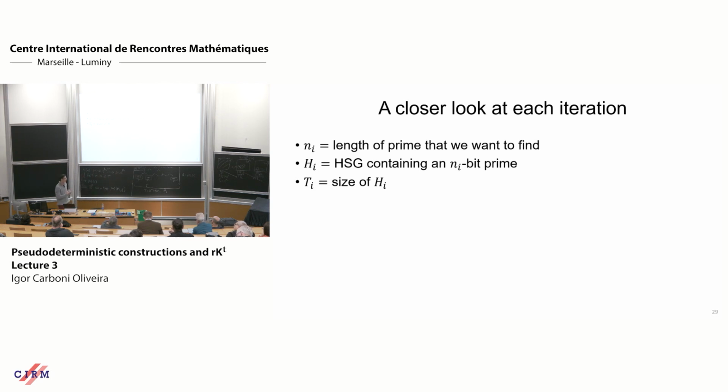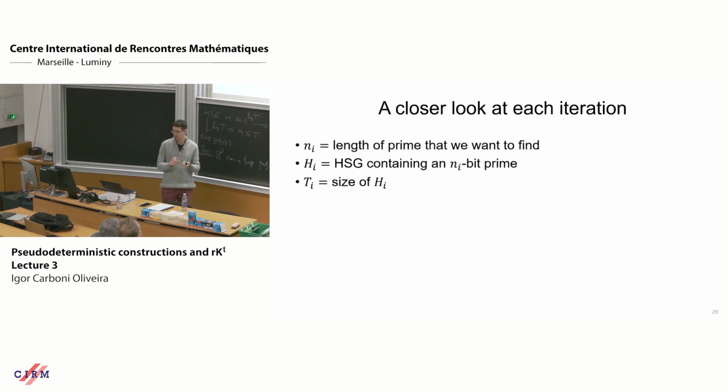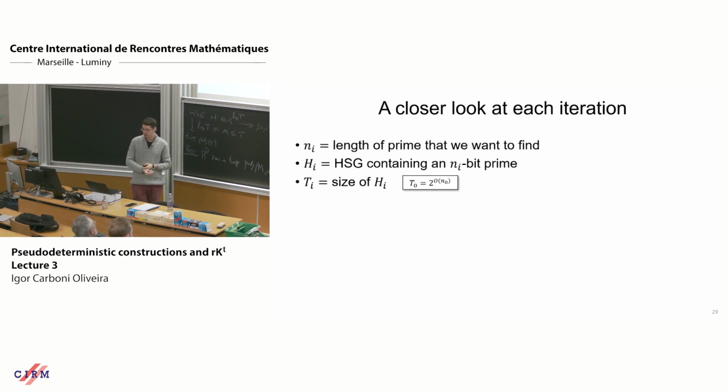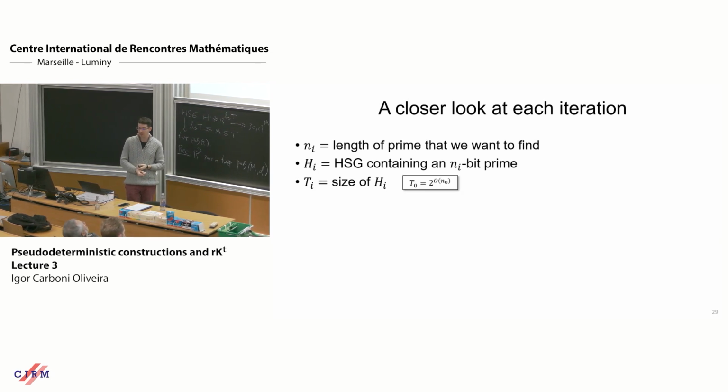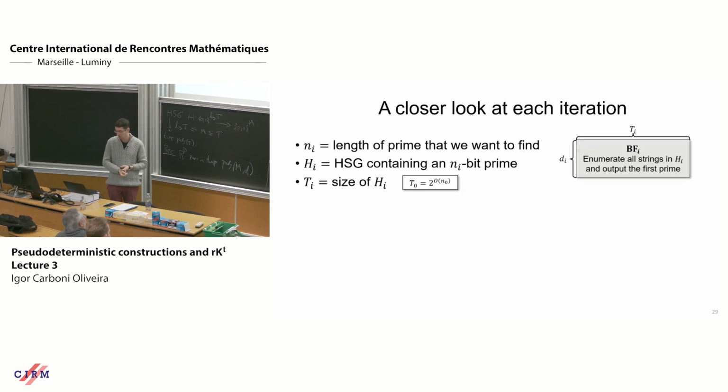And it's essentially the complexity of doing the brute force search. Okay, once we have generated all the elements, we just check one by one. So Ti is roughly the complexity of computing the entire set of this generator. And initially, in the base case, T0 was just the brute force hitting set, 2 to the N0. In formalizing the ith case, we define this BFI procedure. So it enumerates all the strings in the ith hitting set, and outputs the first prime, if it finds a prime.